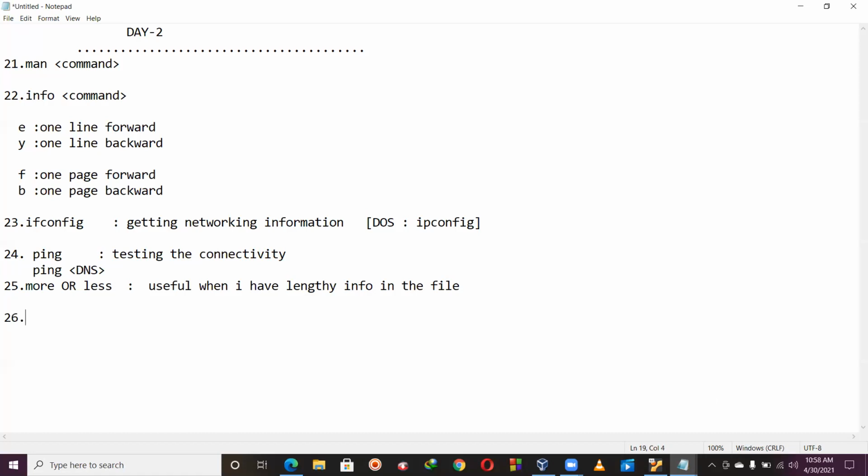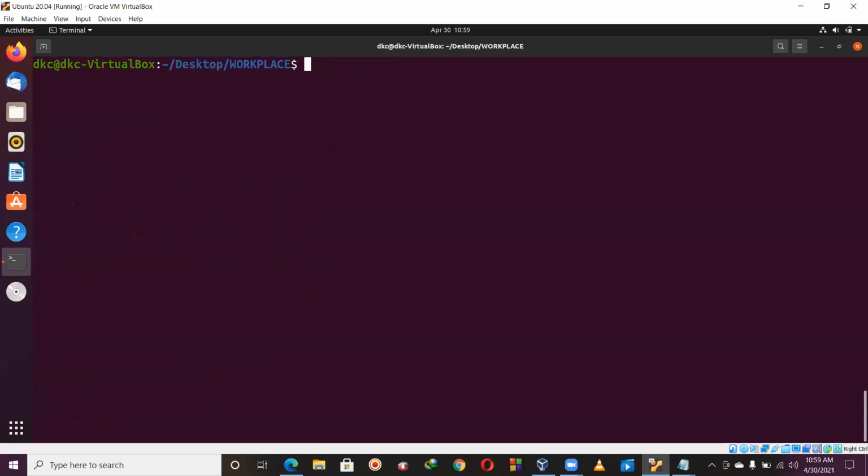Command number 26. Just a minute. You can note down. Next is passwd. Okay, passwd. It is used for changing the password. For example, how to use it? Very simple. Just simply use that syntax.